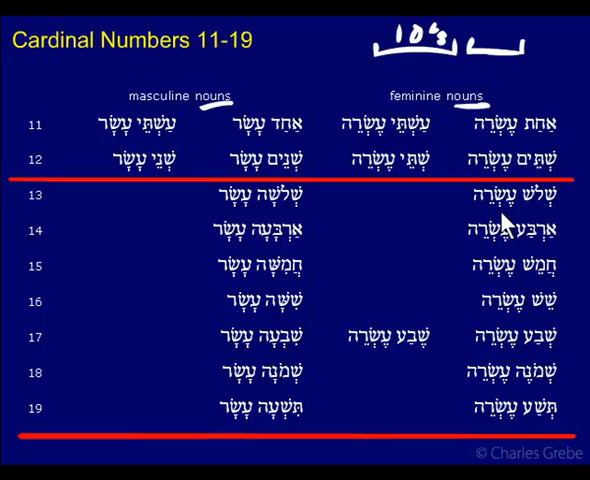nouns. Shalosh esrei is 13, arba esrei 14, chamesh esrei 15, shesh esrei 16, sheva esrei or sheva esrei is 17, shmoneh esrei, 18, tisha esrei, or tisha esrei. This is so short, sometimes I say it faster than that, but tisha esrei is 19. So again, these all have the gender flip. These ones here modify feminine nouns, these modify masculine nouns, and this is taken straight from Ross.